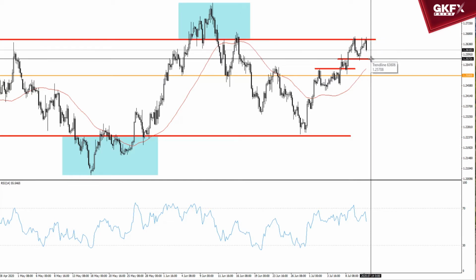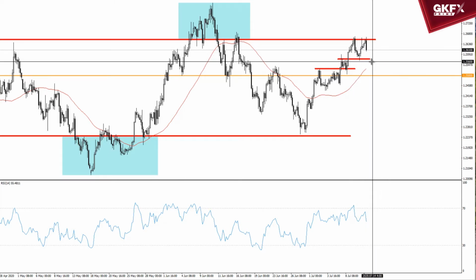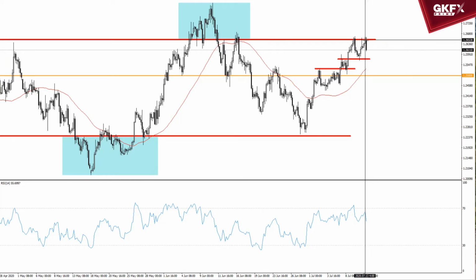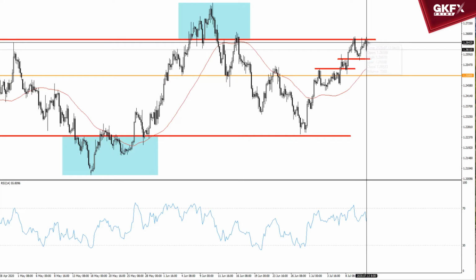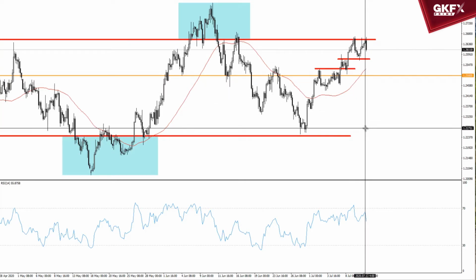But if we get a completed short-term head and shoulders pattern here, you can use the short-term pattern as a confirmation of the fact that 126.50 is holding, and it would be reasonable to expect a move back down to the bottom of the trading range again.